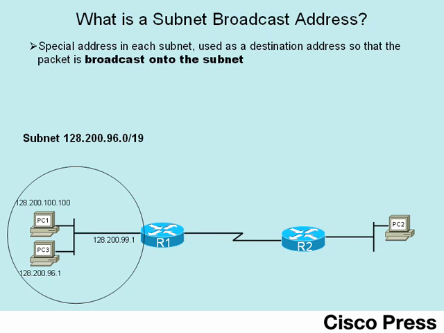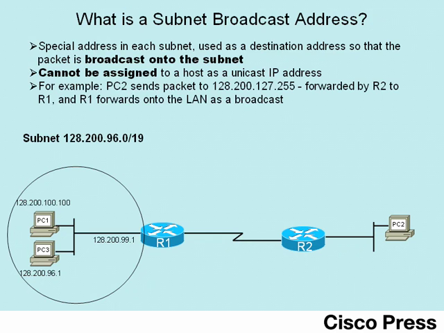Next, before seeing the process, let's take a look at this idea of a subnet broadcast address. A subnet broadcast address is one single address in each subnet. When used as a destination address in a packet, it causes that packet to be broadcast to all hosts in that subnet. Because it's used for broadcasting, it cannot be used or assigned to a host to be used as a unicast IP address. So it helps to see an example. For instance, here, PC2 is going to send an IP packet to address 128.200.127.255, which is the subnet broadcast address of the subnet on the left.